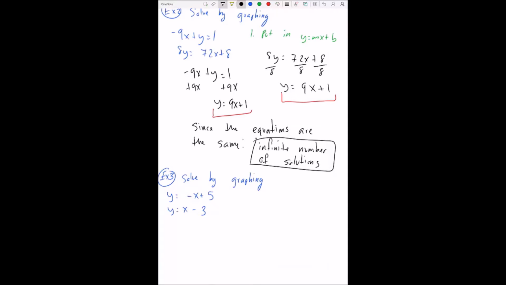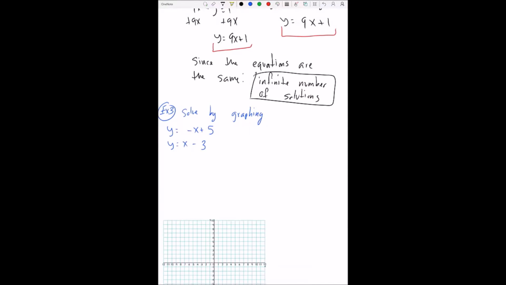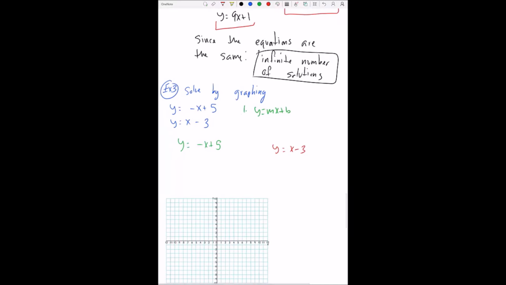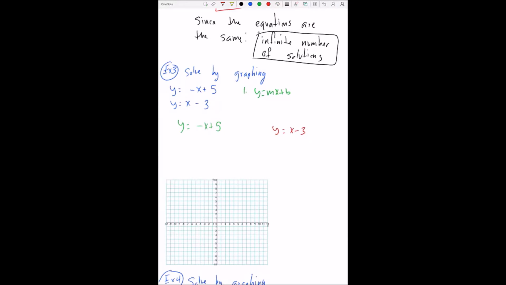All right, so example 3. We're going to solve this by graphing. And as you can see, there's a coordinate plane here, so you know we are going to graph them. The first thing we need to do is make sure that they're in y equals mx plus b, which they are, so we are good to go. I'm going to break these up separately in order to graph them. So we have y equals negative x plus 5, and we have y equals x minus 3. We're going to graph these separately as if we were just graphing everyday lines, and then where they intersect is going to be the solution.